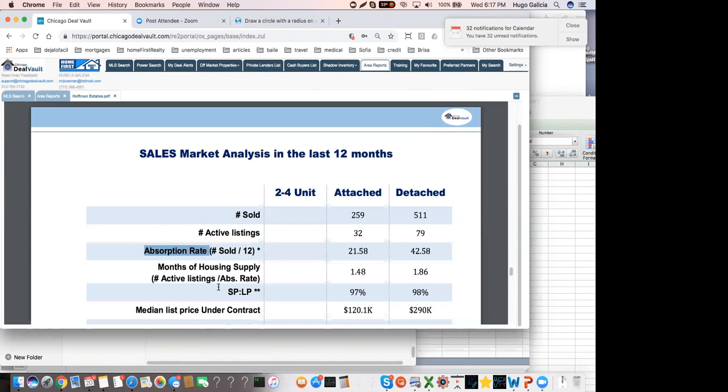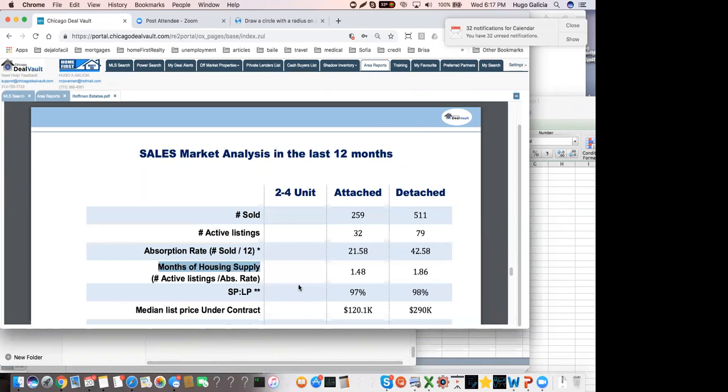But what's really crucial, friends, is the next indicator, months of housing supply. What this tells you is we take all the active listings in the area, and then divide that by how quickly properties are being sold. In this case, the number of active listings is 79. As you can see, the inventory is very low compared to how fast properties are being sold on a monthly basis. If they're selling 42 homes and there are only 79 homes available for sale, the months of housing supply is only 1.6. So what does that mean?